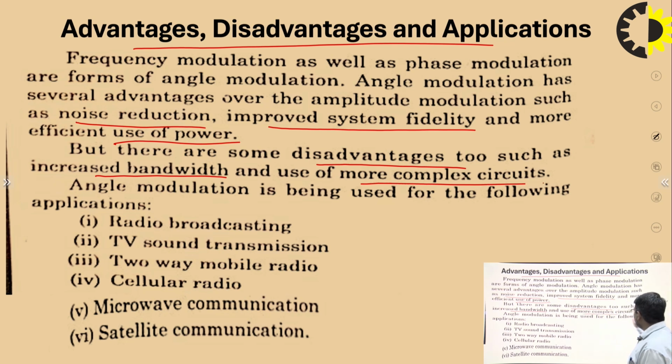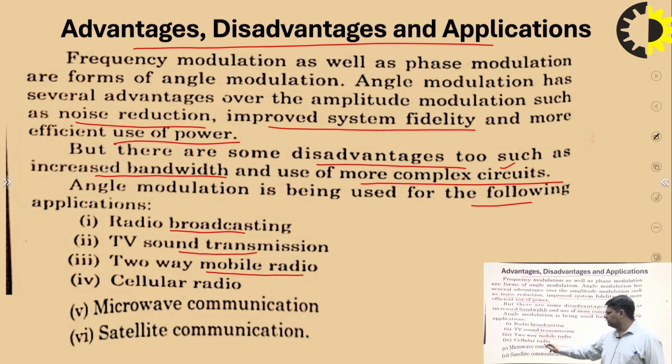Then more complex circuits. The circuitry available, for example, on the receiver side is complex in the case of FM as compared to AM. So complex circuitry is used. The main applications of angle modulation are in radio broadcasting, TV sound transmission, two-way mobile radio, cellular radio, microwave communication and satellite communication, etc. So in these application areas we can prefer or use angle modulation over amplitude modulation.